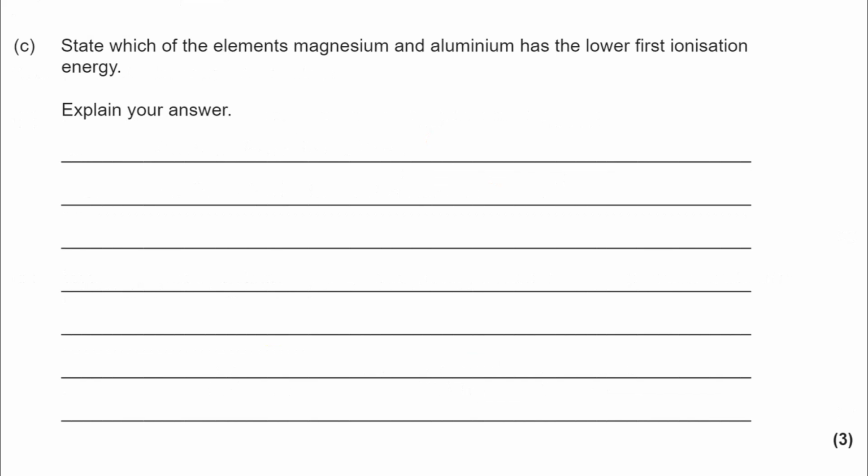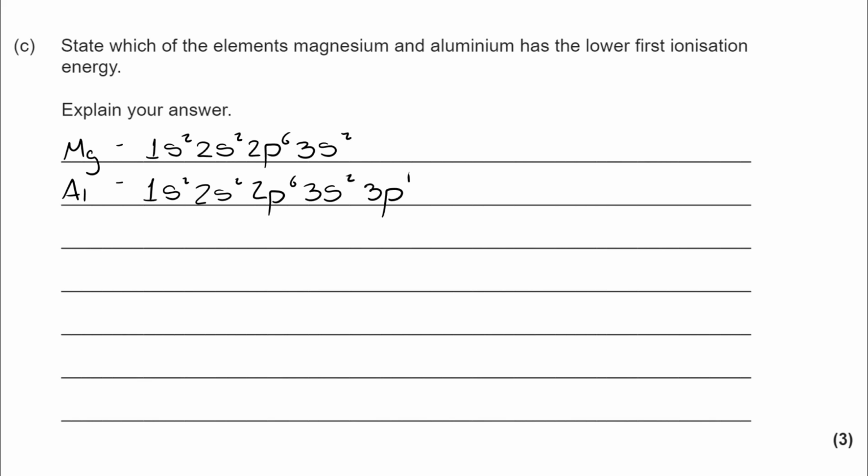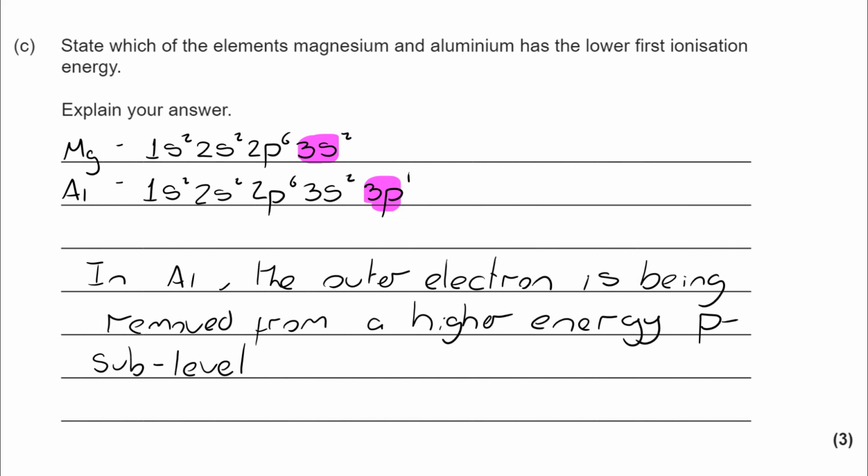Moving on to part C, which of these has the lower first ionization energy with an explanation? I would always recommend that you write out the 2 electron configurations. The minute you do that, you can compare where the electrons are being lost from. And in this case, magnesium is being lost from 3s, but aluminium is being removed from 3p. So in aluminium, the outer electron is being removed from a higher energy p sublevel, specifically the 3p sublevel, and therefore it's easier to remove.